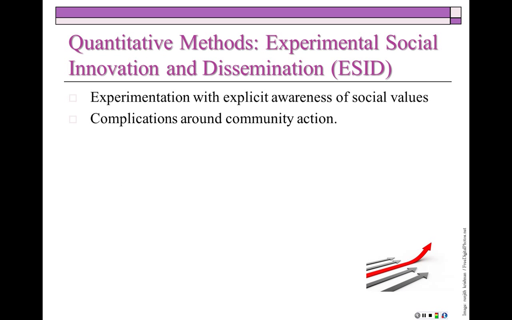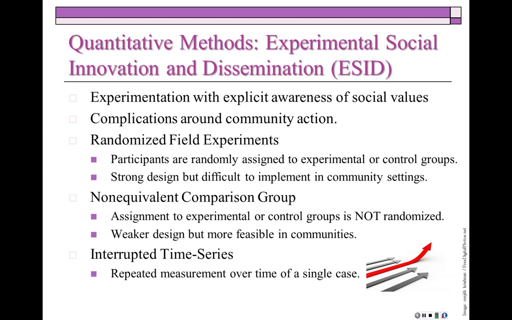The ESID model, on the other hand, the Experimental Social Innovation and Dissemination, we discussed this a little bit before. This is experimentation, right? So this has to do with experimenting in a particular context. And what experimenting means in a research aspect is that people are randomly assigned to groups, and they're trying to identify if particular aspects of an intervention is effective, right?